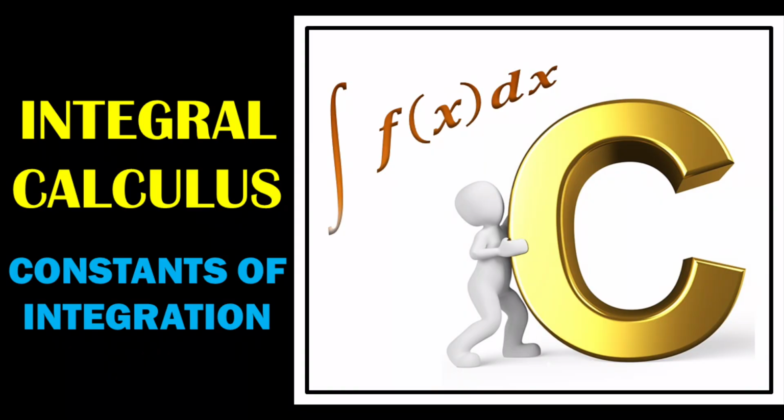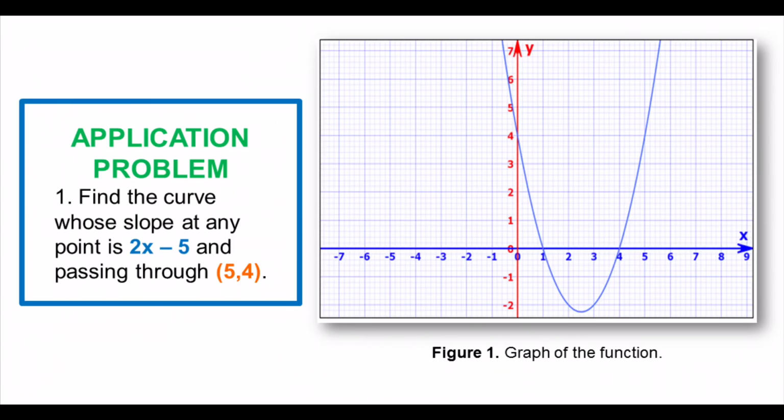So, flashed on the screen is the first problem, which says, find the curve where slope at any point is 2x minus 5 and passing through 5, 4. So, meron tayong graph na nakalagay din sa screen at yan yung graph ng ating curve.